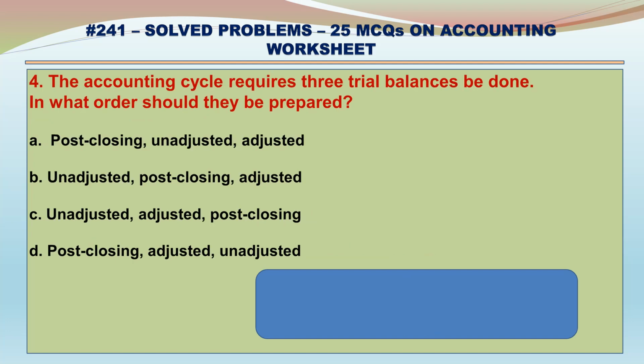4. The accounting cycle requires 3 trial balances to be done. In what order should they be prepared? Option A. Post-closing, unadjusted, adjusted. Option B. Unadjusted, post-closing, adjusted. C. Unadjusted, adjusted, post-closing. D. Post-closing, adjusted, unadjusted. Answer C. Unadjusted, adjusted, post-closing.